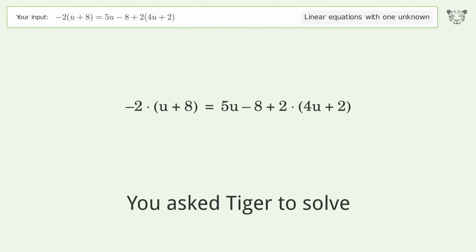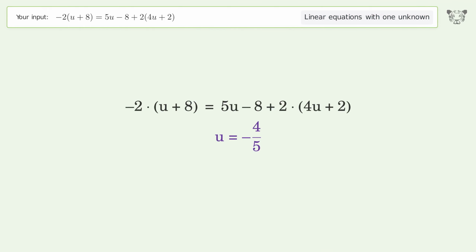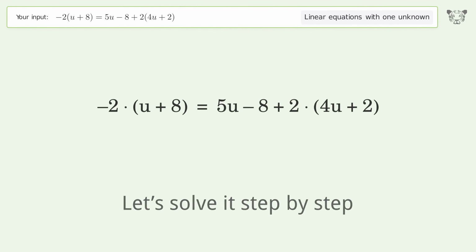You ask Tiger to solve. This deals with linear equations with one unknown. The final result is u equals -4/5. Let's solve it step by step.